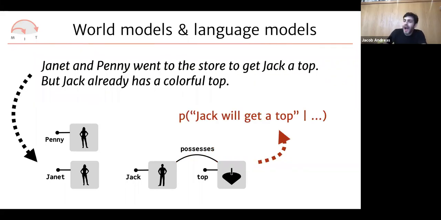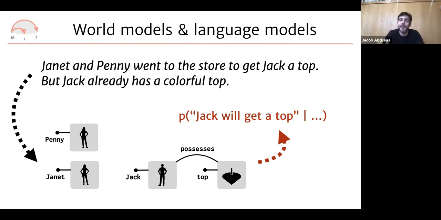Okay, so why might these kinds of meaning representations be relevant to this language generation task that we're trying to tackle? Hopefully it's relatively intuitive that if we had access to these kinds of explicit structured representations of the state of the world, then the problem of figuring out what sentence might come next in this discourse, the problem of generating coherent language, becomes a lot easier, right? If I want to know whether it's plausible to say Jack will get a top, it's much easier to do that if I can look at some explicit representation of the state of the world and test whether Jack already has the top.